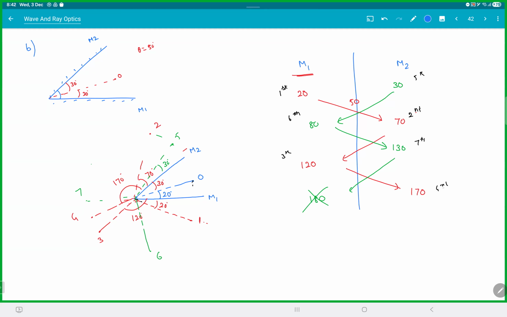The final angles which you got, if 170 plus 120 plus theta is 180, the last two images overlap. Because if 3 and 4 fall at the same place, we'll get 180 degrees. So you count that as only one image.